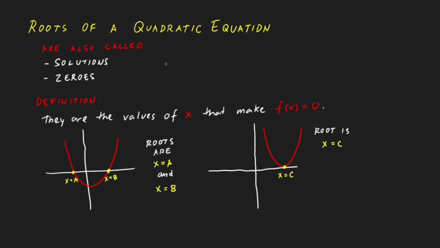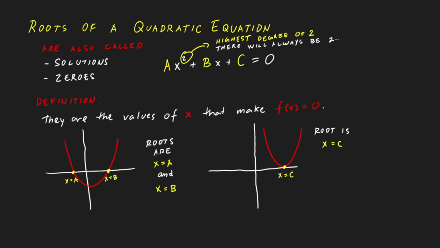Because the quadratic equation looks like this, as you can see, we have the highest degree, or exponent, of 2. So this means that there will always be 2 roots, no matter what. Really, you could write that the roots are x is equal to c and x is equal to c, but we don't write that again because it's already understood. Just for now, keep in mind that there will always be 2 roots for a quadratic equation, because the highest degree is 2, right there.